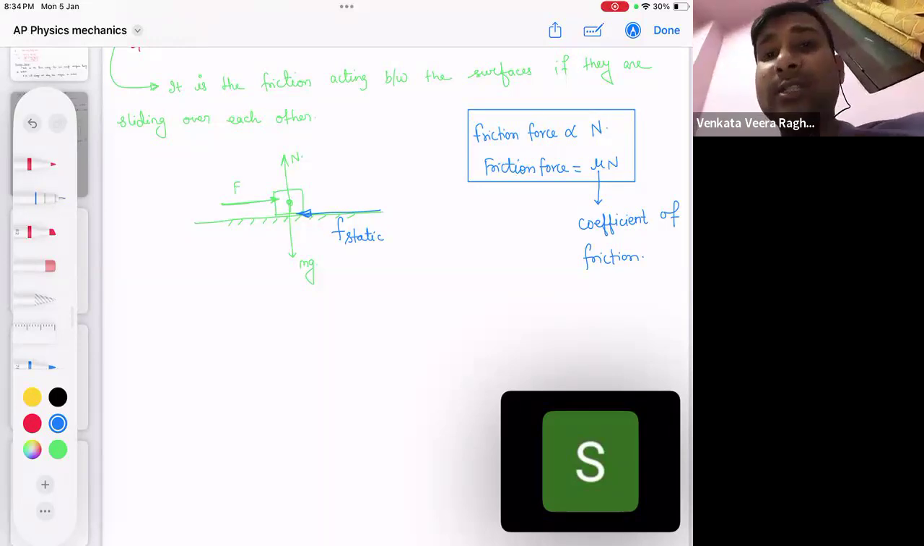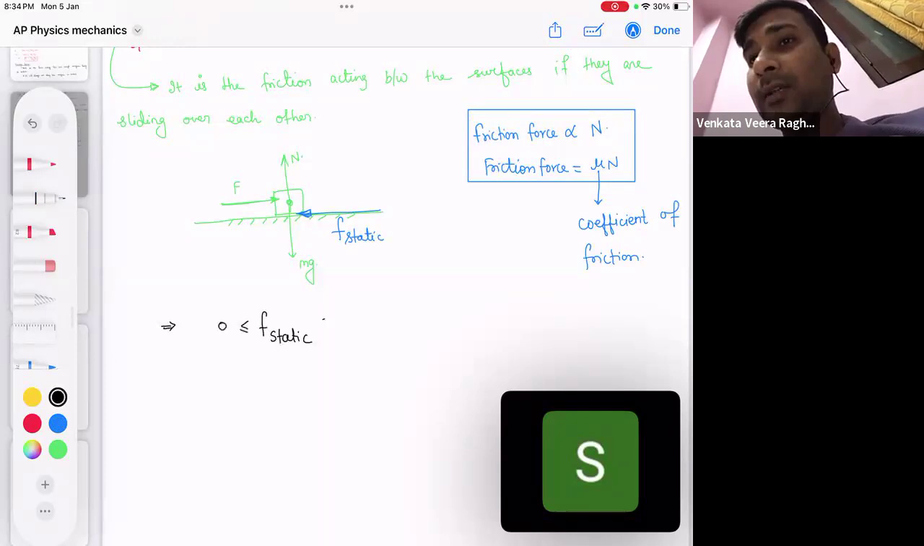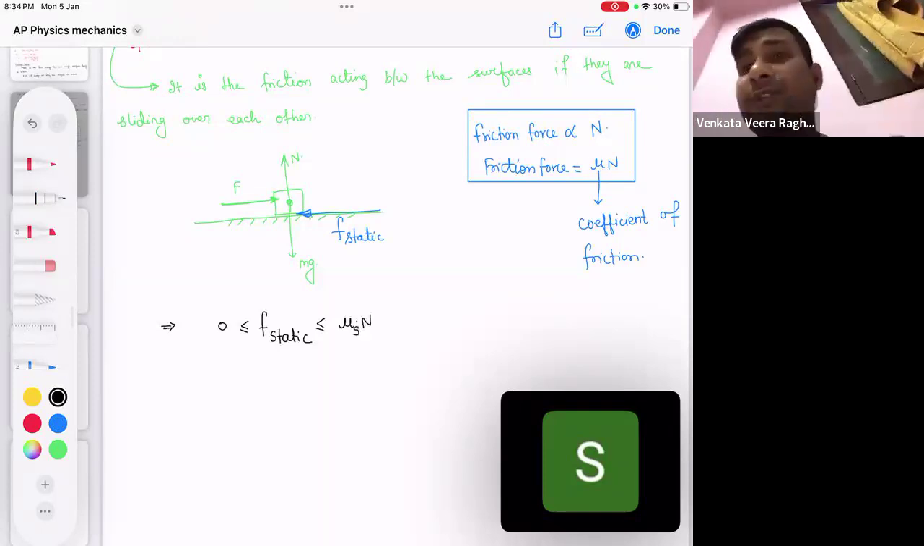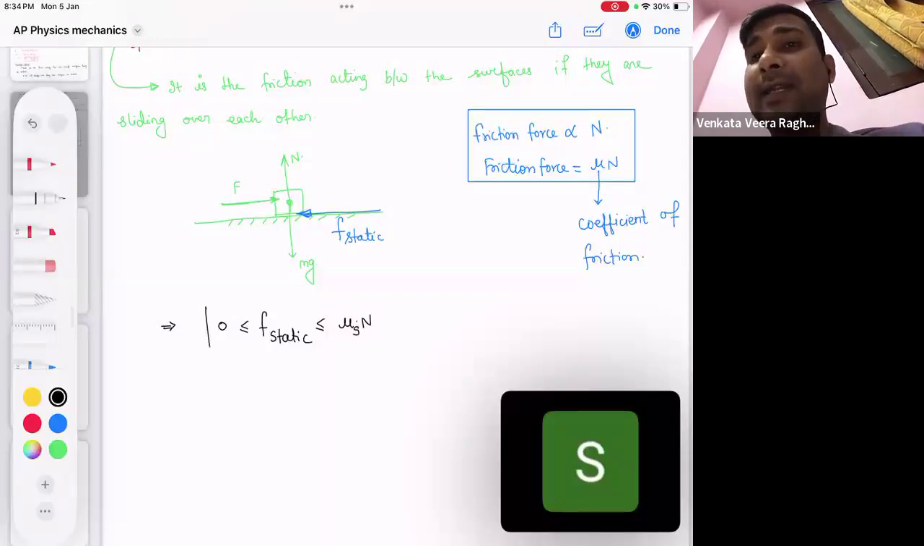So now tell me, what is going to be the static friction? Can I say here F static has what value? F static value will be from 0 to mu into N, and here I will use the coefficient of friction as mu s. Mu is the coefficient of friction and mu s is what? The coefficient of static friction. Understood?